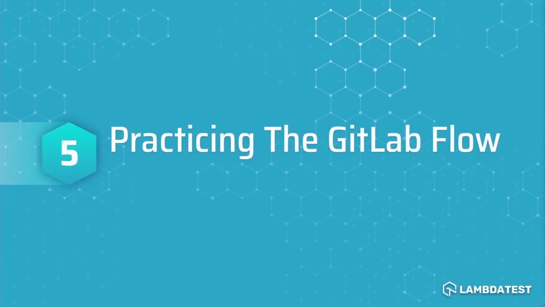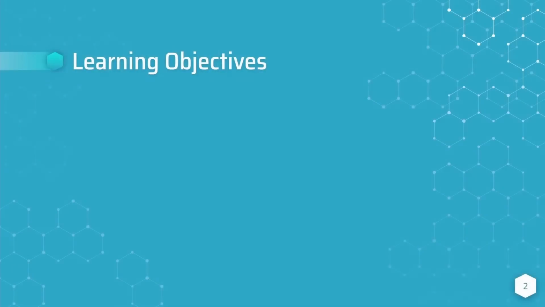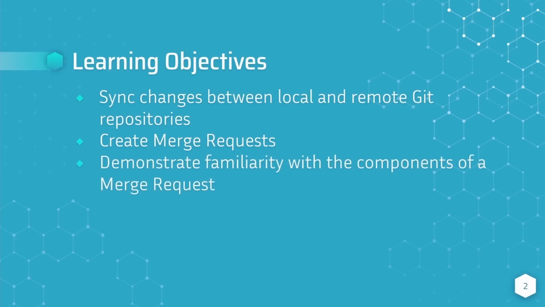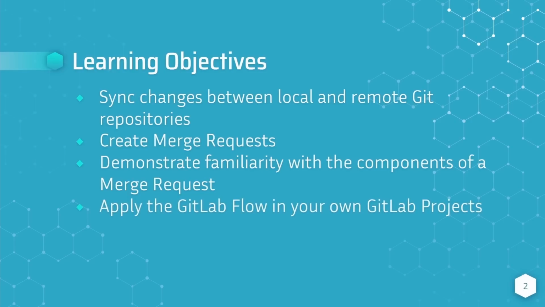Before we get started, let's quickly review the learning objectives for this module on practicing the GitLab flow. After completing this video, you should be able to do the following. Sync changes between local and remote Git repositories. Create merge requests. Demonstrate familiarity with the components of a merge request. And apply the GitLab flow in your own GitLab projects. Now that we've covered the learning objectives, let's get started.